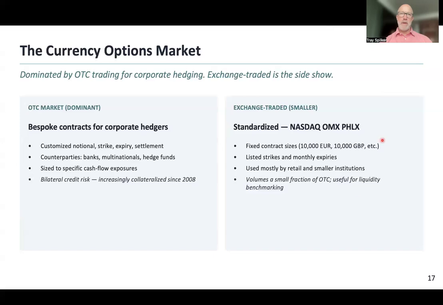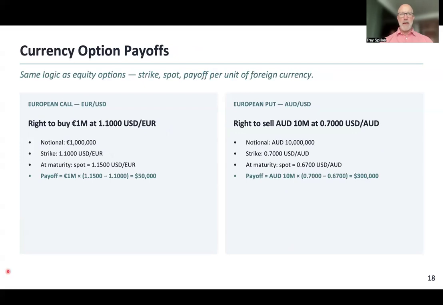All right. Now, in terms of how to think about currency options, fortunately, it's rather straightforward in terms of the logic. It's the same as equity options. You've got a strike price, you have a spot, and you have the payoff per unit of foreign currency in this case. So let's take a look at the mechanics here.